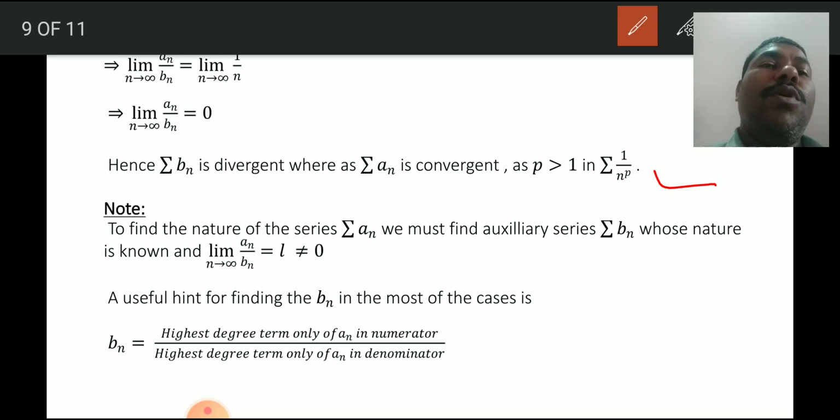So we have one important note. That is, to find the nature of the series summation an, we must find an auxiliary series summation bn whose nature is known and limit of an by bn as n tends to infinity is equal to L, that is not equal to 0. So here we have a useful note to find the bn. That is, bn is equal to highest degree term only of an in the numerator divided by highest degree term only of an in the denominator.